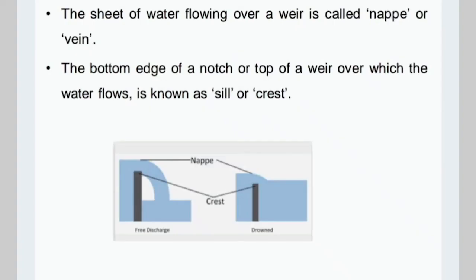The sheet of water that is flowing through a notch or weir is called a nappe or vein. The bottom edge of a notch or the top of a weir over which the water flow occurs is known as a sill or crest.